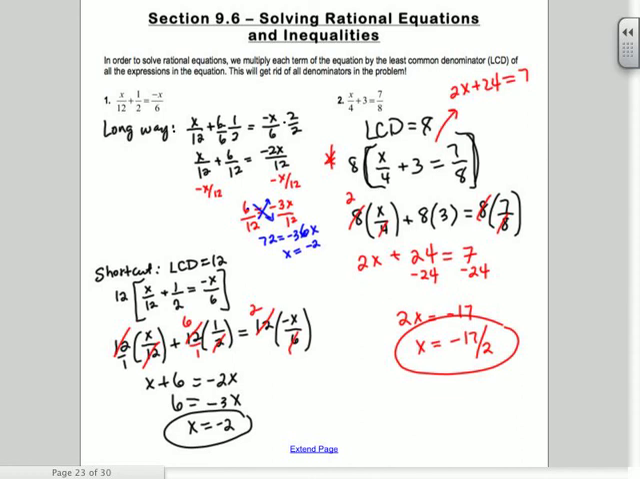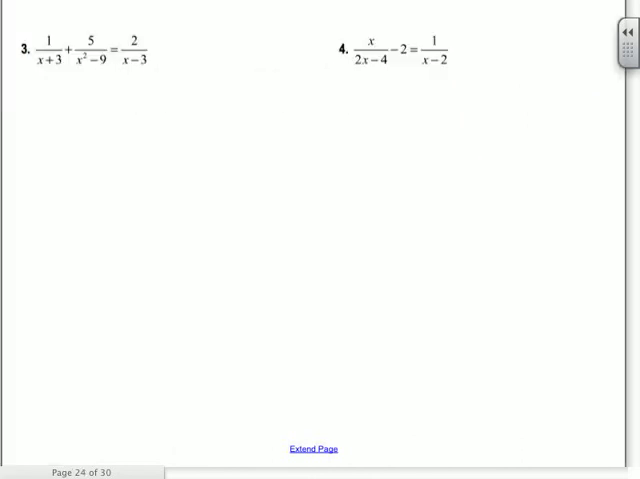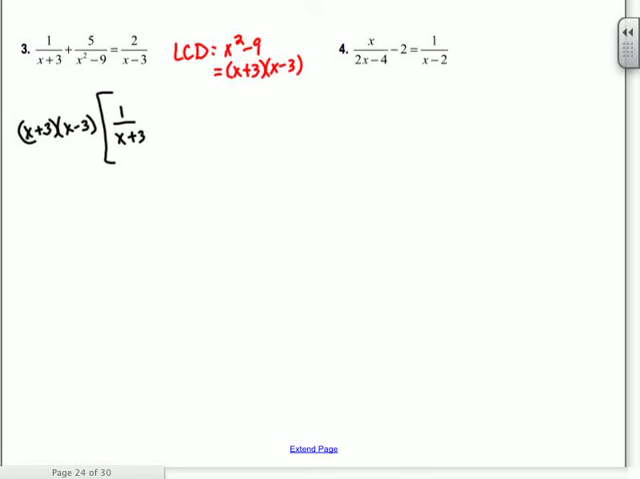Okay, so let's try it on the next one. It's a little bit harder. What is the least common denominator on this one? x squared minus 9, because that is x plus 3 times x minus 3, right? So what I'm going to do is take my x plus 3 and my x minus 3, and multiply by the entire equation. I'm taking that x plus 3 and the x minus 3, and multiplying it into the entire equation.